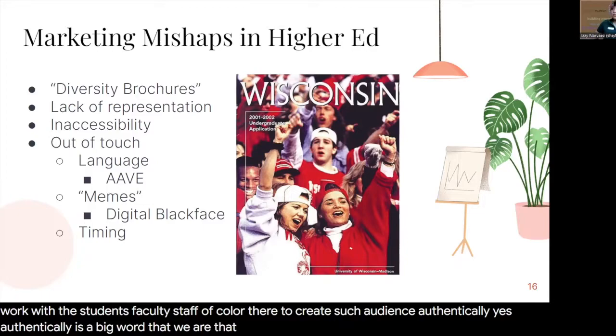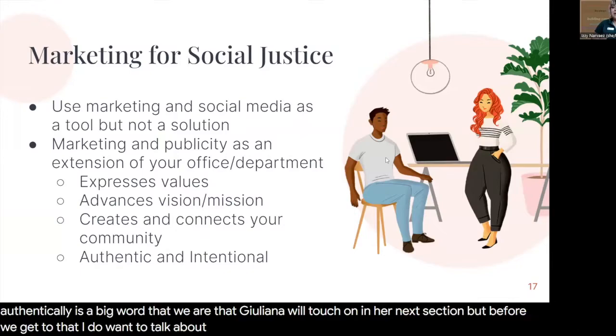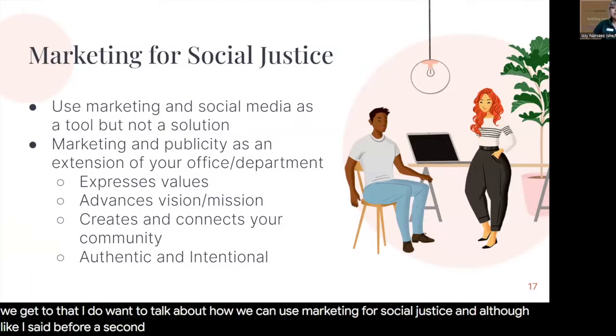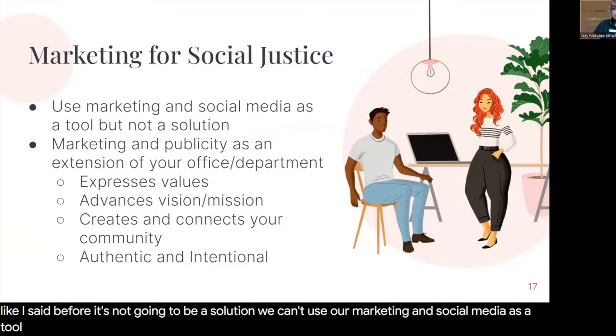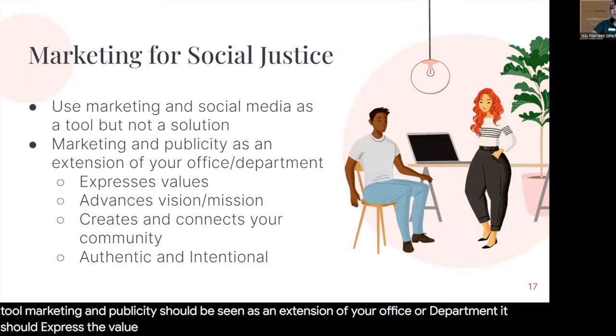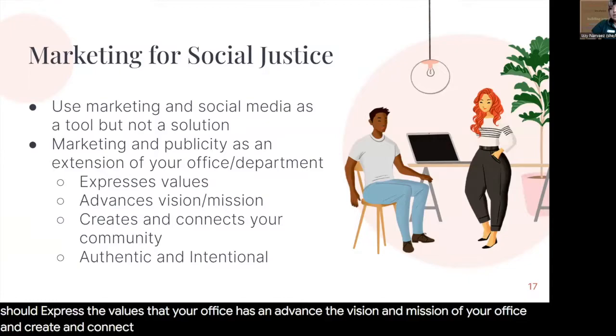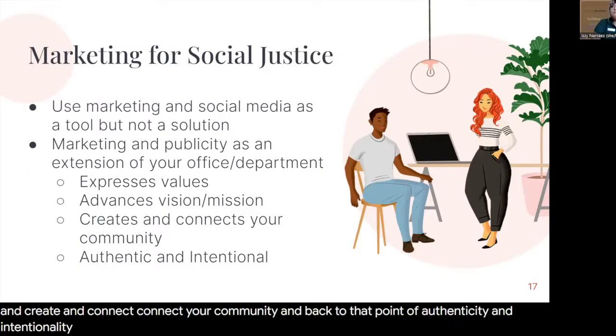But before we get to that, I do want to talk about how we can use marketing for social justice. And although, like I said before, it's not going to be a solution, we can use our marketing and social media as a tool. Marketing and publicity should be seen as an extension of your office or department. It should express the values that your office has, advance the vision and mission of your office, and create and connect your community, and back to that point of authenticity and intentionality. But marketing is a final step and an ongoing process to do all of these things.